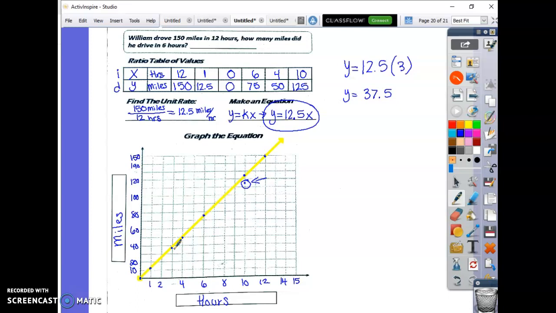We're all good. And then let's go back to answer our question. How many miles did he travel in 6 hours? Go back to your table. In 6 hours, he travels 75 miles. Again, either use this equation or set up a proportion to figure out your value for y. Good luck.